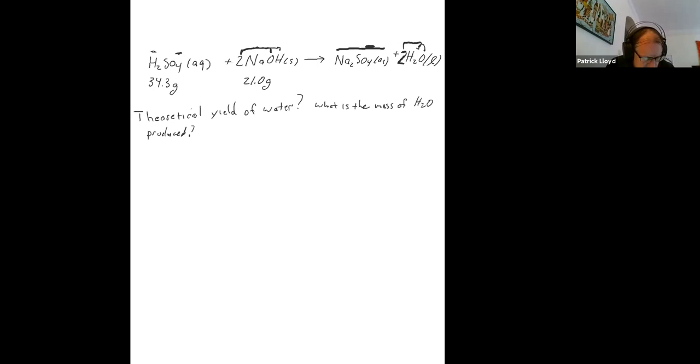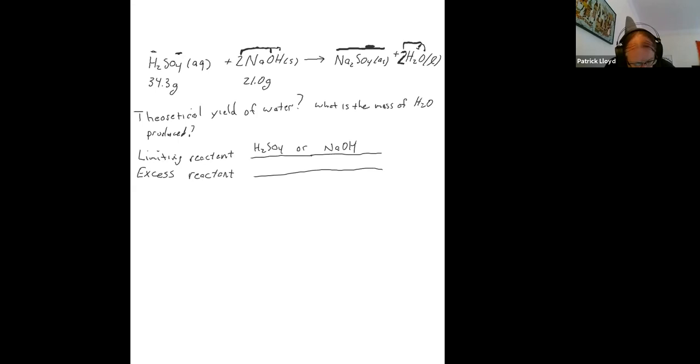Okay, because the idea is that one of these reactants is called a limiting reactant. We don't know which one it is yet, but we do know the limiting reactant is either going to be H2SO4 or it's going to be NaOH, right? The limiting reactant is one of the reactants. And then you've got this other thing called the excess reactant. And again, we don't know which one it is yet, but we do know it's either H2SO4 or NaOH, okay?